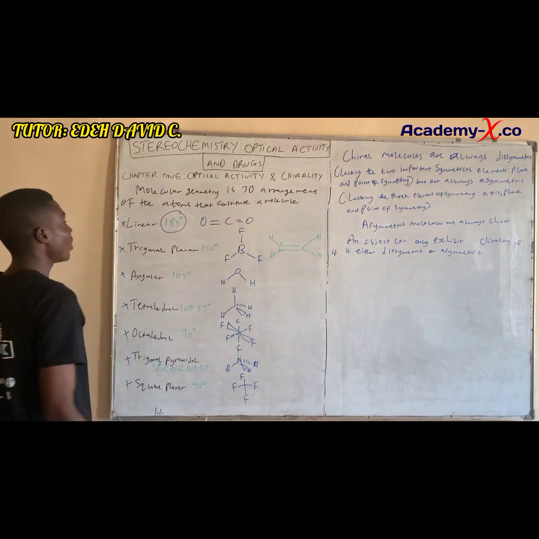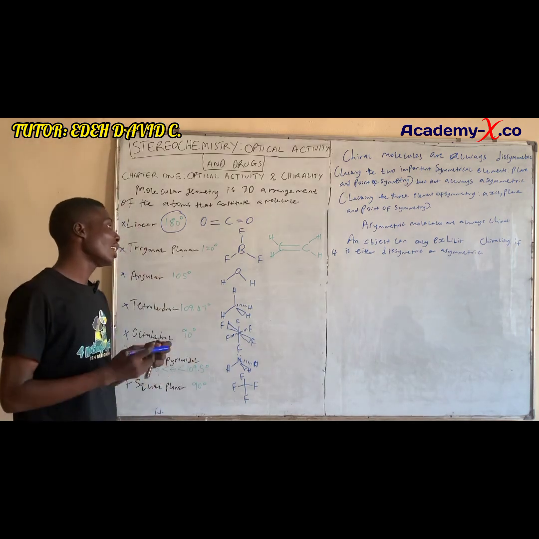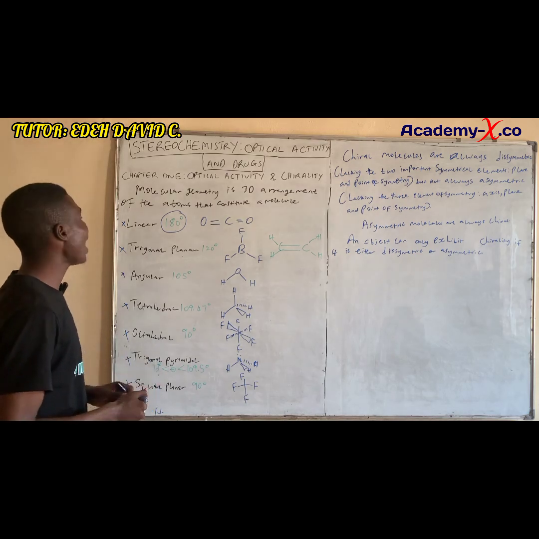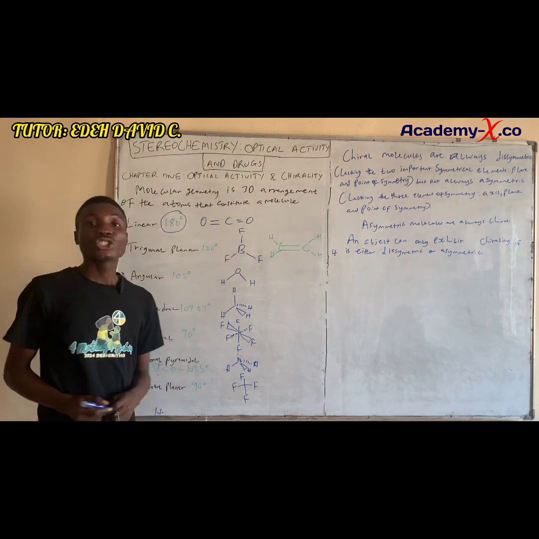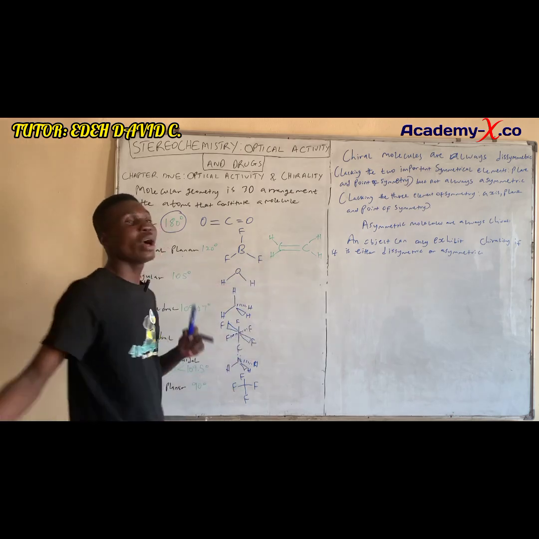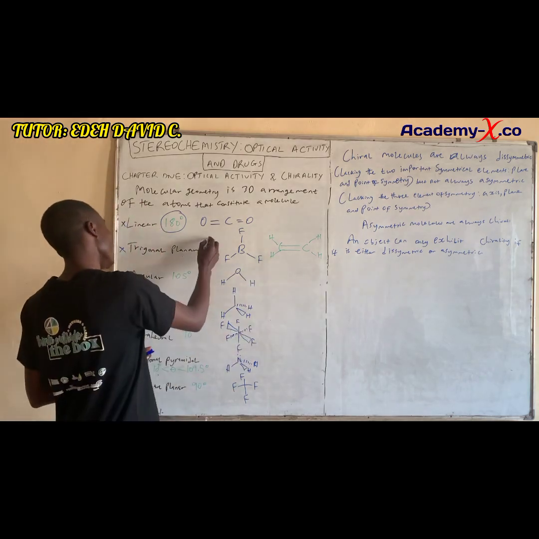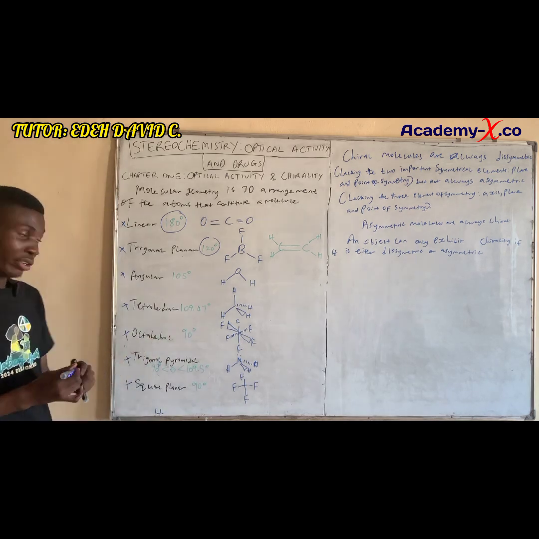And then we go to trigonal planar. Trigonal planar actually looks like a triangle. An example of what we have in trigonal planar is boron trifluoride. We also have the ethene molecule as a trigonal planar molecule, and the bond angle between them is 120 degrees.